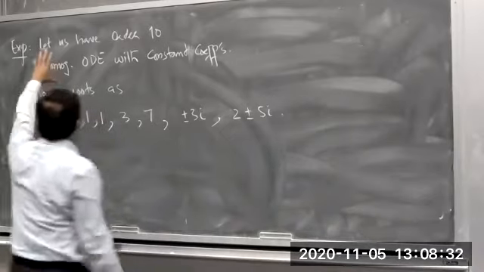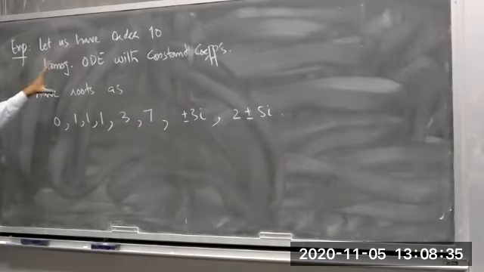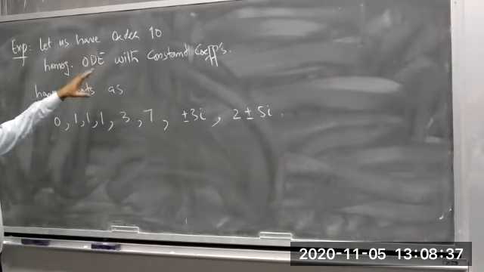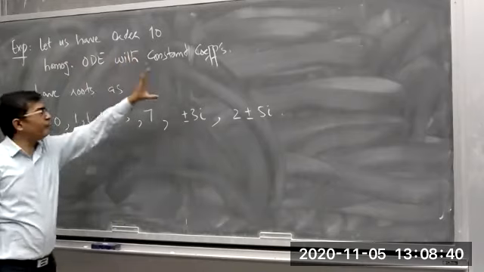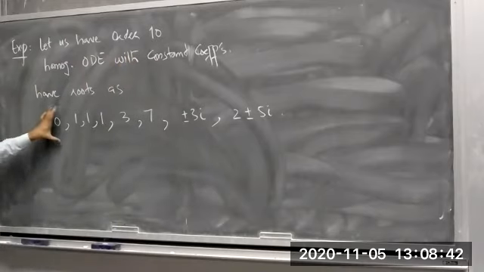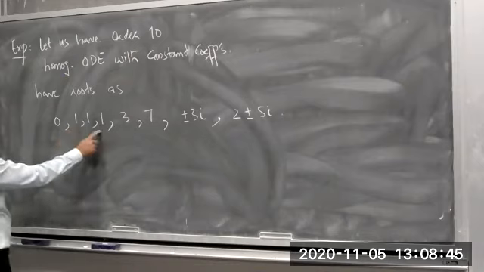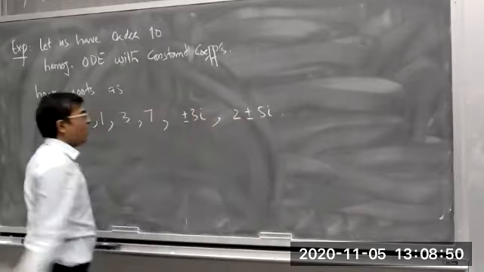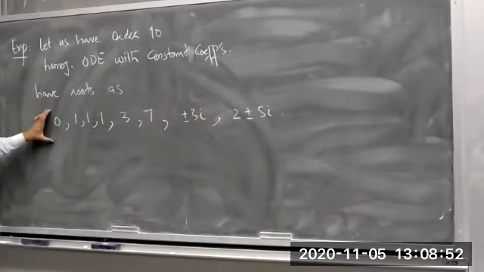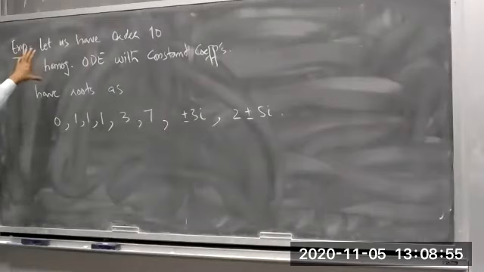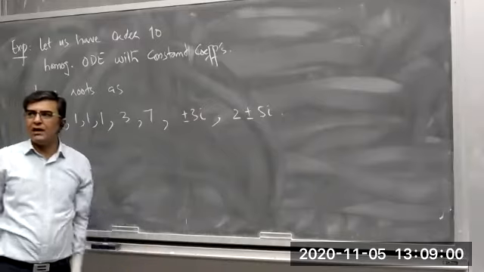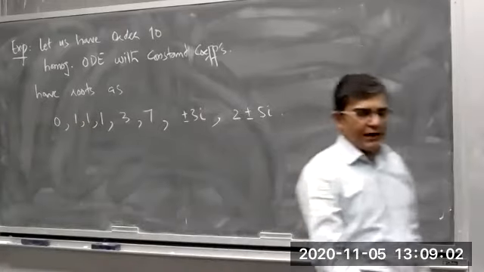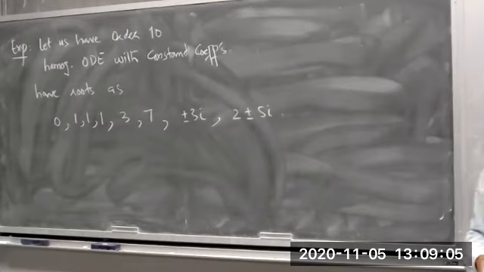So let us consider this example. We have an ODE of order 10, which is homogeneous with constant coefficients, and it has these 10 roots: 0, 1, 1, 1, 3, 7, plus minus 3 iota, plus 2, plus minus 5 iota. I hope you can write the general solution of this order 10 homogeneous ODE by using these roots. I give you a couple of minutes to write the general solution of this differential equation and then show me.